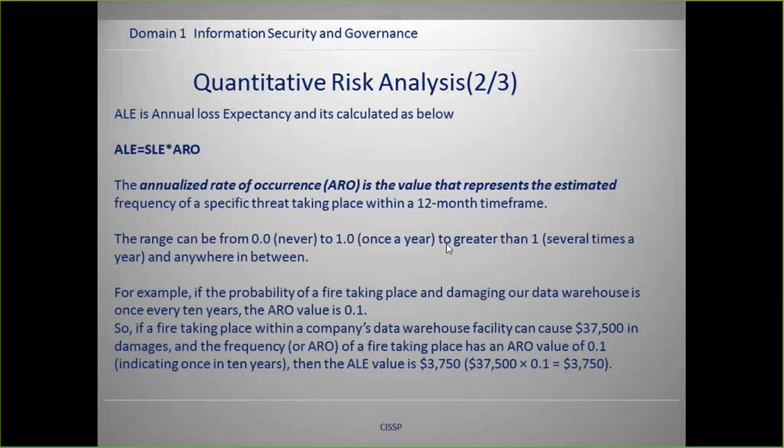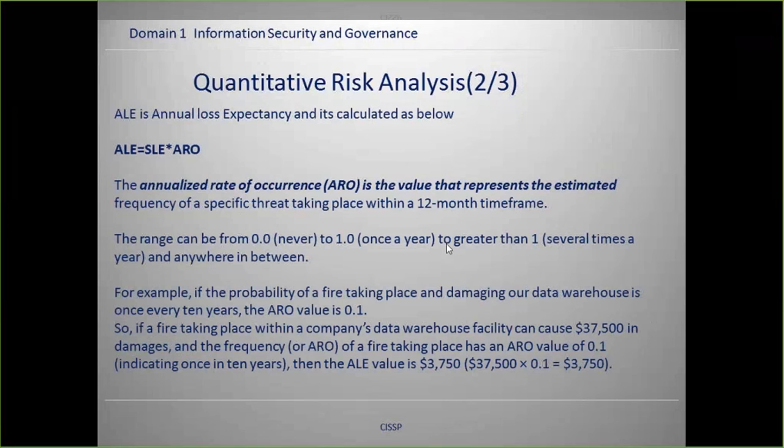Basically, I've understood what SLE means, the exposure factor multiplied by the asset value gives the single loss expectancy. But in this case, we are calculating the loss that is occurring over the year? Yes. Look, that was the event that could occur, the single loss expectancy. So what are the chances that event can occur in a year?